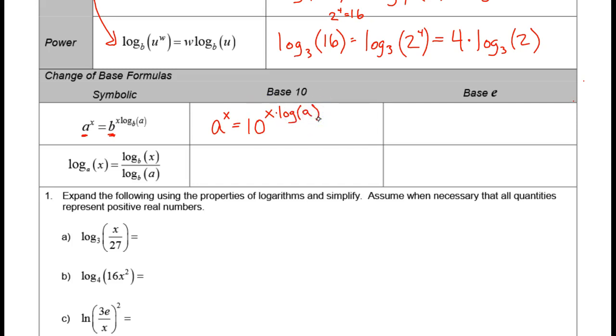So that's how you would change an exponential from base a to base 10. When we start doing some examples here in a few minutes, these formulas will make a little more sense.